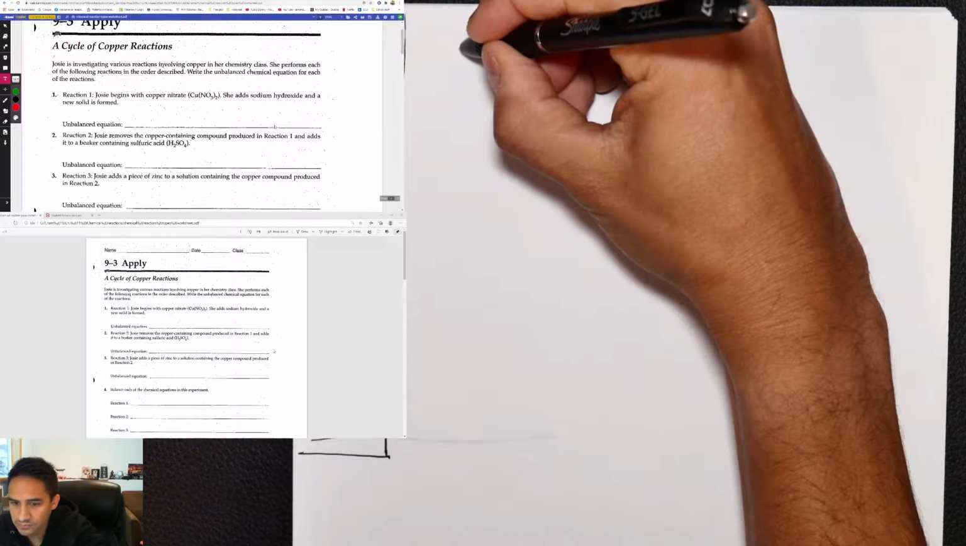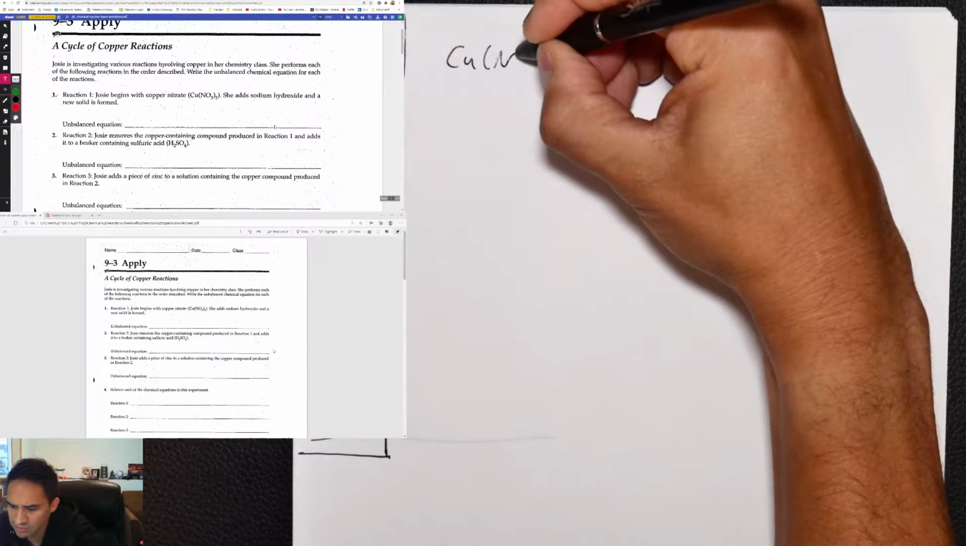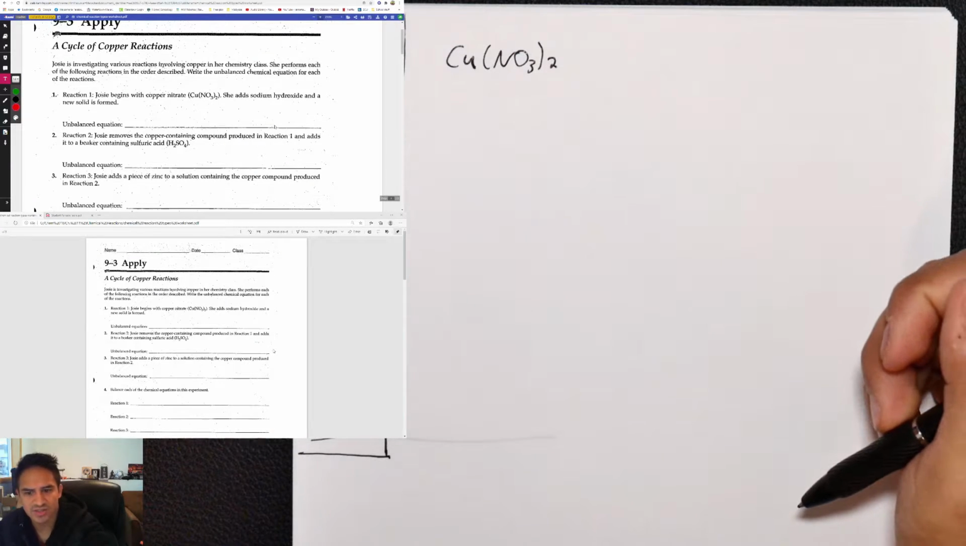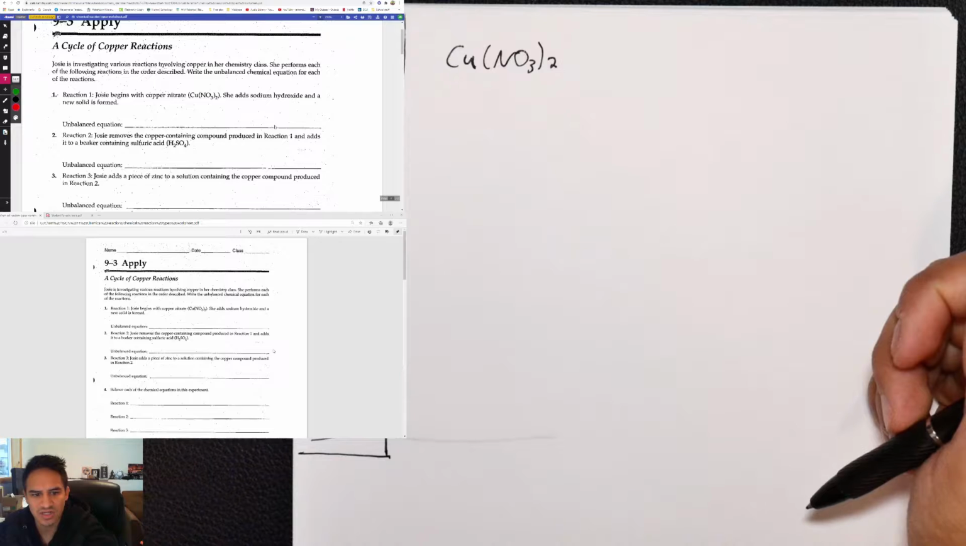So here we go. You have a sheet here that says a cycle of copper reactions. It says, Josie is investigating various reactions involving copper in her chemistry class. She performs each of the following reactions in the order described. Write the unbalanced chemical equation for each of the reactions. So it says reaction 1, Josie begins with copper nitrate, and they do give us a chemical formula. So this is Cu(NO3)2. It says she adds sodium hydroxide and a new solid is formed.